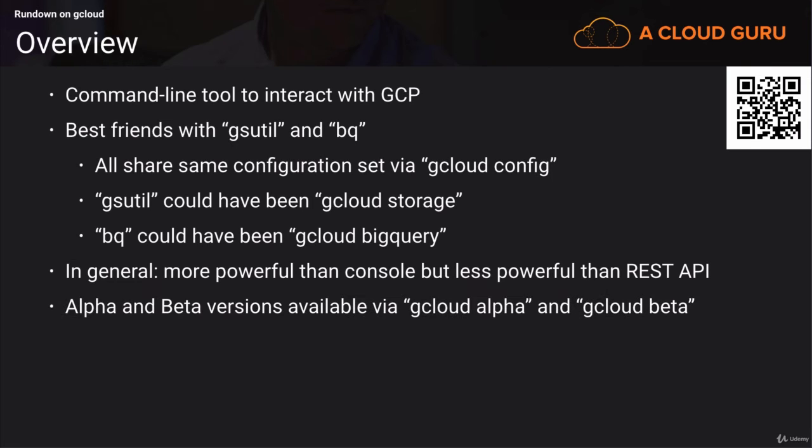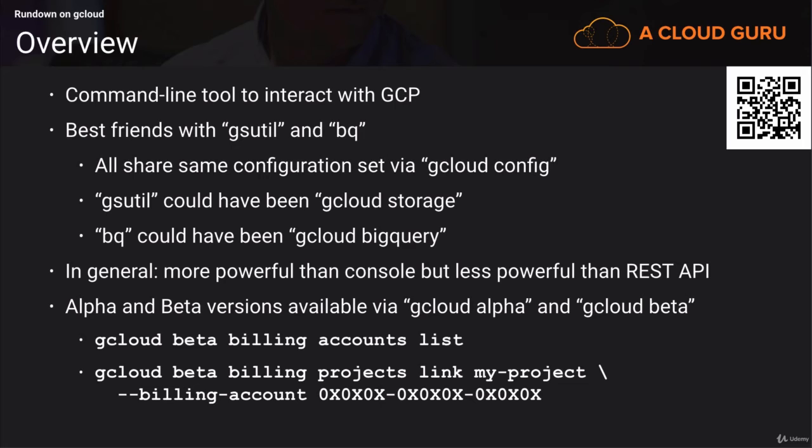Now, Google is constantly adding new functionality to gcloud, and if you want to use some of that before it's been fully vetted and released, you can access that through gcloud alpha or gcloud beta. For example, at the time that I'm recording this, if you want to list the billing accounts you have access to, you need to use gcloud beta billing accounts list. And if you want to associate a particular project with a particular billing account, you need to use this command.